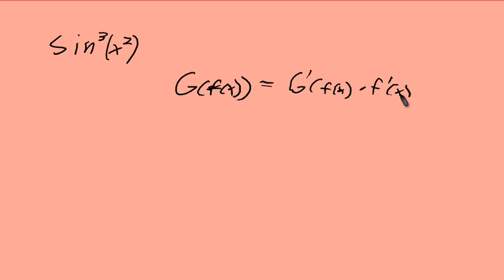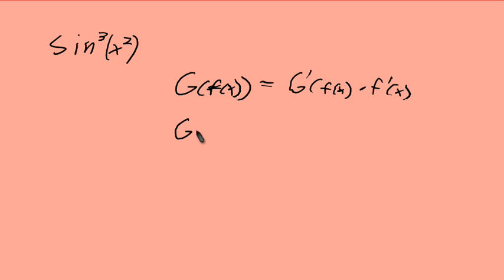The entire trick to the chain rule is recognizing which functions are put inside of other functions. And once you have that, the formula for the chain rule is actually pretty easy. g of f of x equals g prime of f of x times f prime of x. But there's another way of thinking about this.